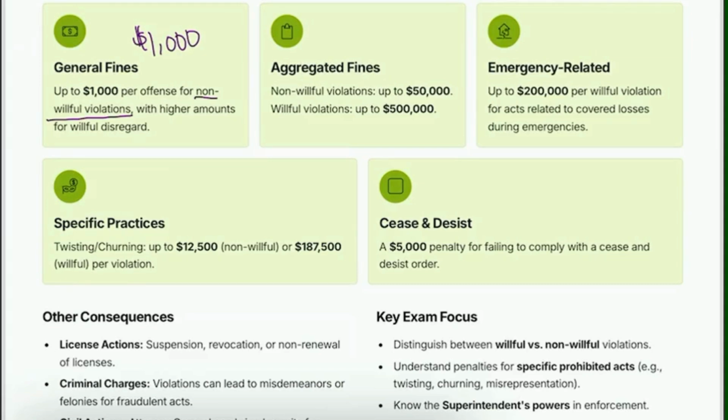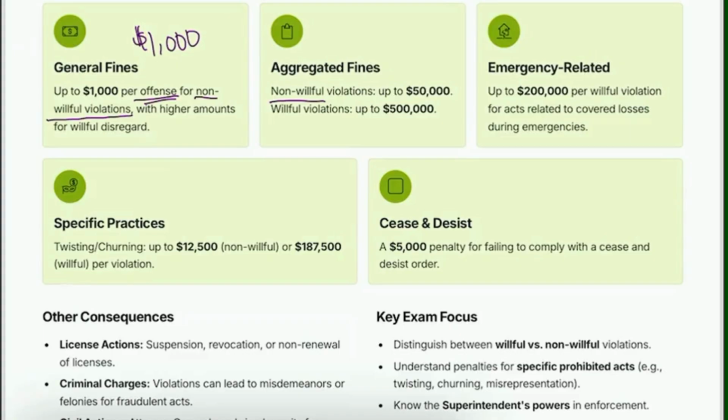Aggregated fines. Okay, so if you did this repeatedly, even if it was non-willful, but you were making this mistake over and over again. Let's say you were paying everybody's first month's premium because you forgot about rebating, and it was non-willful, but you just did it on the last 20 customers. They could consider that an aggregated offense, and that could be up to $50,000. If it was willful, it can be up to $500,000 in fines.